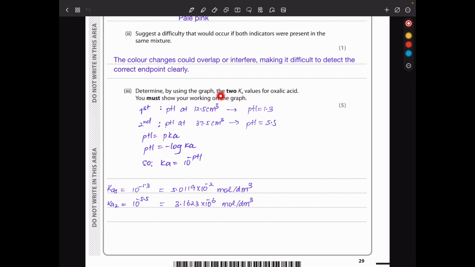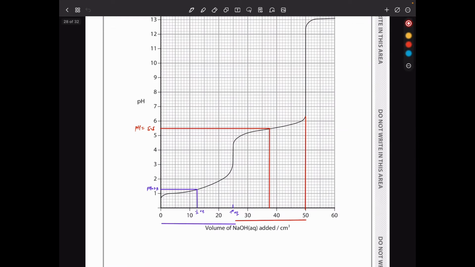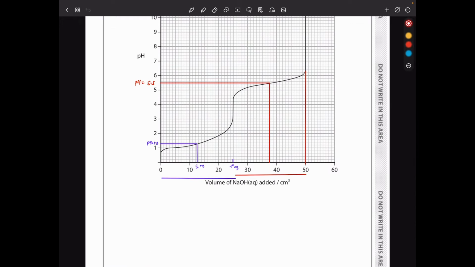Determine by using the graph the 2 Ka values for oxalic acid. You must show your working on the graph. So I'm going to go with the first one. We see the first equivalence point is at about 25. Half equivalence is going to be about 12.5. So the pH at half equivalence equals pKa. Here I have about 1.3.